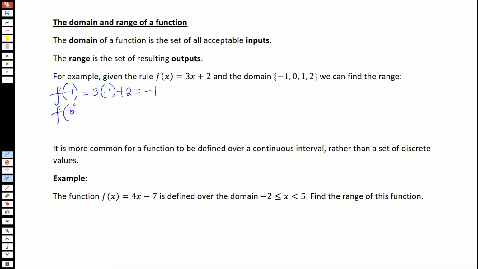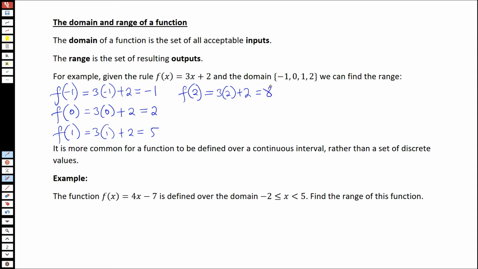If you plug in 0, that will be 3 multiplied by 0 plus 2, which will be equal to 2. When you plug in 1, that will be 3 multiplied by 1 plus 2, which will be equal to 5. And when you plug in 2, that will be 3 multiplied by 2 plus 2, which will be equal to 8. So therefore, the range is these values. These are the outputs.